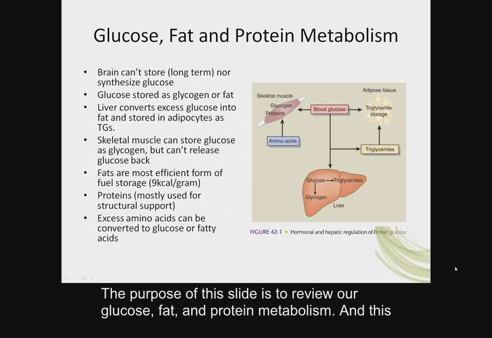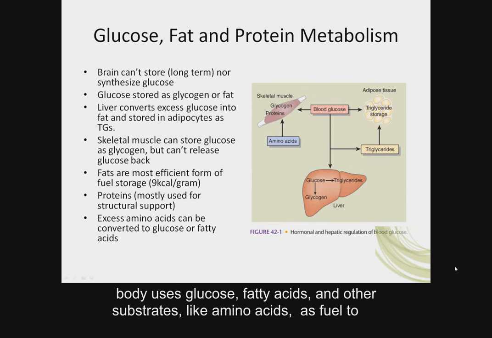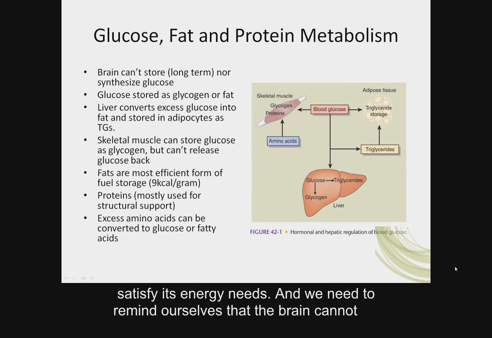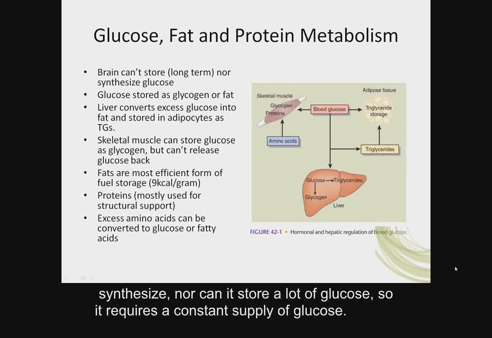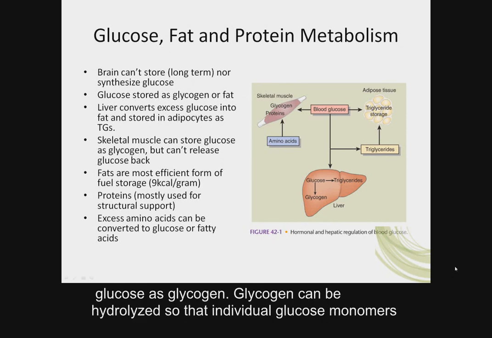The purpose of this slide is to review our glucose, fat, and protein metabolism, and this relates to absorptive states and post-absorptive states. I want to remind you that our body uses glucose, fatty acids, and other substrates like amino acids as fuel to satisfy its energy needs. And we need to remind ourselves that the brain cannot synthesize, nor can it store a lot of glucose. So it requires a constant supply of glucose. Other body tissues, and the big ones to focus on are liver and skeletal muscle, can store glucose as glycogen. Glycogen can be hydrolyzed so that individual glucose monomers can be used for fuel.